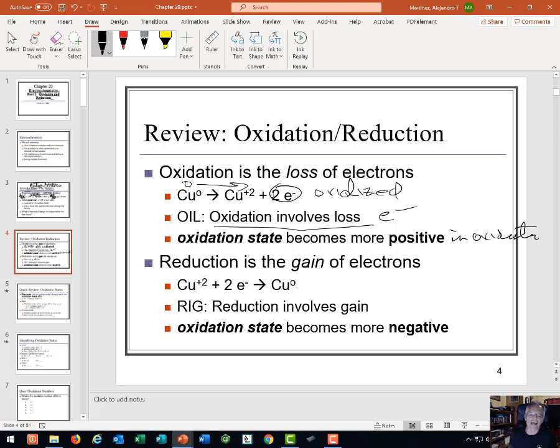Reduction is the gain of electrons. So here I've got a +2 charge, monoatomic ions. It's going to gain 2 electrons. So its oxidation state is being reduced to a 0 oxidation state. This is reduction, and we use the acronym RIG. Reduction is gaining, and gaining what? Gaining electrons. So the oxidation state becomes more negative. So oxidation is the loss of electrons. Reduction is the gain of electrons.